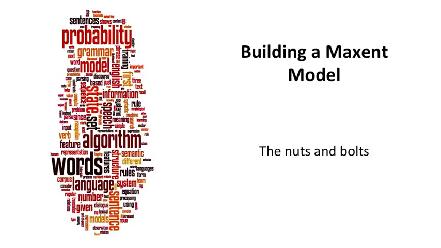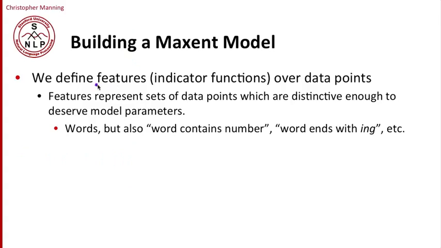So let me now just go through quite concretely how you go about building a Maxent model, and this is the kind of stuff that you'll be doing in the assignment for this week. So the first step is that we define features. So our features are Boolean functions, binary indicator functions over the data points. And what we're thinking about is what are things that we'll pick out sets of data points which say something distinctive about our classification task.